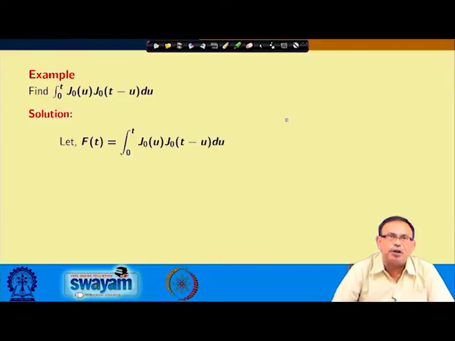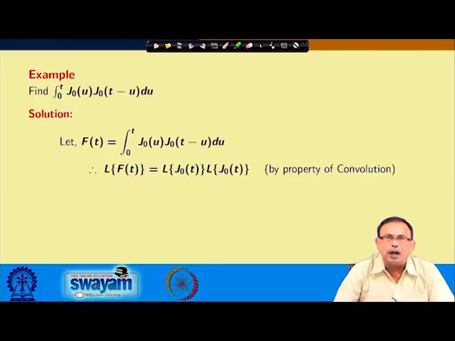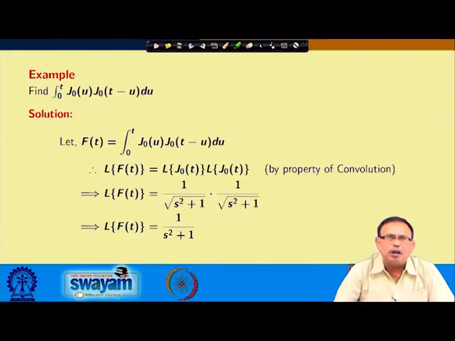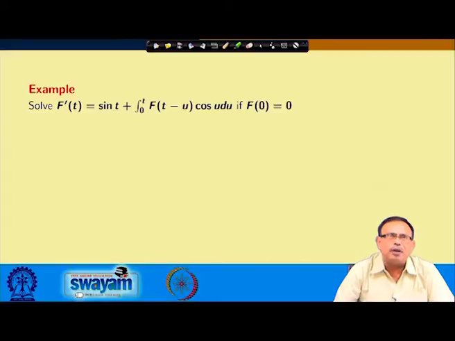If f(t) = ∫₀ᵗ J₀(u) J₀(t−u) du, then taking the Laplace transform and using the properties of convolution, I can write the Laplace transform of f(t) equals the Laplace transform of J₀(t) times the Laplace transform of J₀(t). The Laplace transform of J₀(t) we know is 1/√(s²+1). So the Laplace transform of f(t) is 1/(s²+1), and you will obtain f(t) equals the inverse Laplace transform of 1/(s²+1), whose value is nothing but sin t.